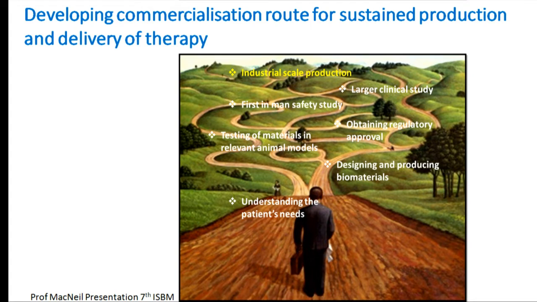When this has been tested in animal models, you have to go and talk to the regulators. They will read your very detailed dossiers, and they will send you to third-party toxicity trials where they will test your material very extensively, and then you go to a first-in-man safety study. Usually, this is on a small number of patients. And when the first-in-man safety study has gone successfully, then you go into a larger clinical study, and after this comes industrial production.